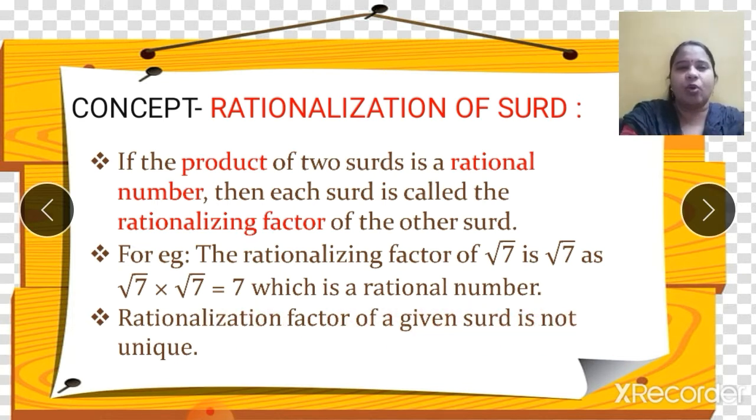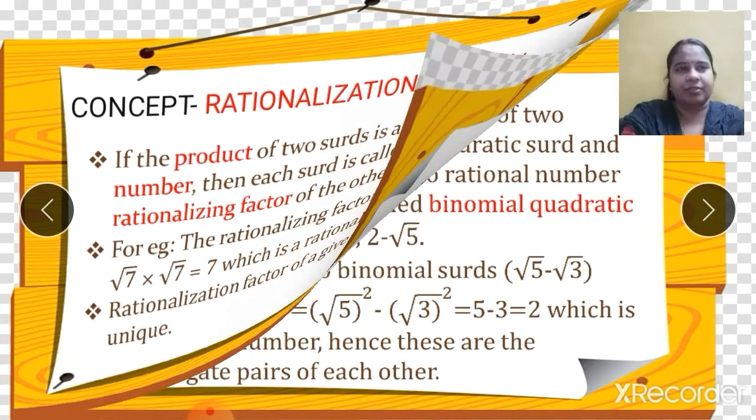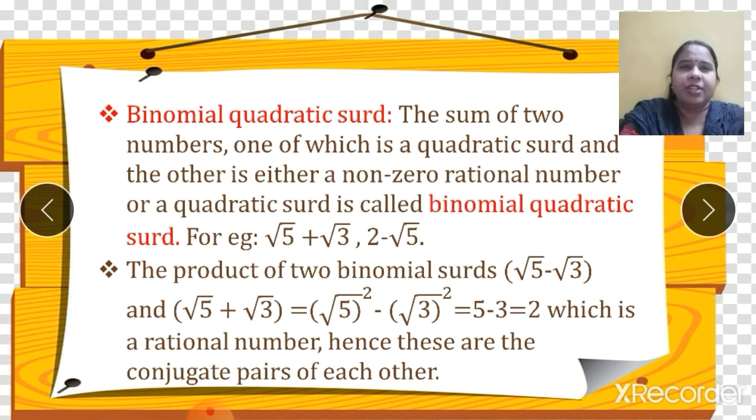rationalizing factor of a given surd is not unique. Now why do I say this? It's not unique means what? It changes as per the given question. Now this you will understand better when we solve sums based on this. Okay. So for now you just understand the definition and what is the meaning of rationalizing factor. Now after this there are two more important points that I will explain with the help of an example again.